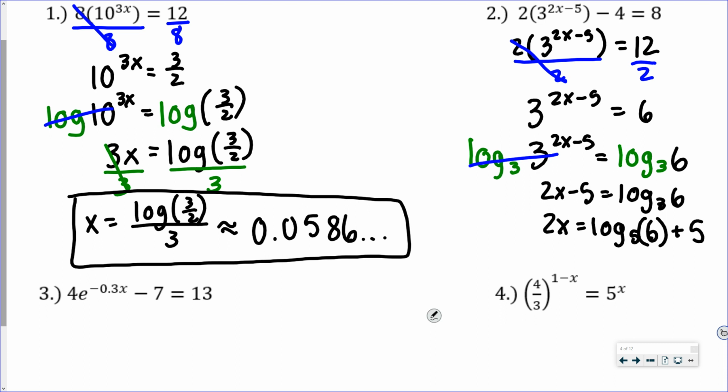And I can't just add the insides. This one doesn't even have a logarithm, so I can't combine them. And then I would divide that by 2. So here's my exact answer. Log base 5 of 6. Oh, log base 3. Where did I get 5? Log base 3. Sorry.